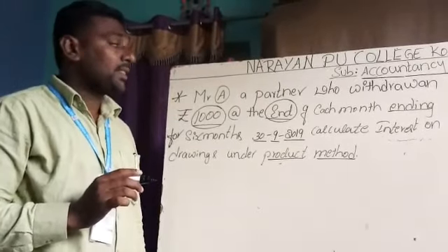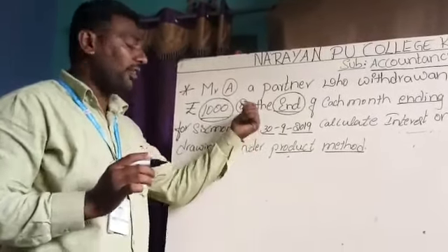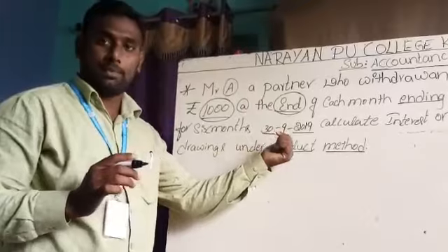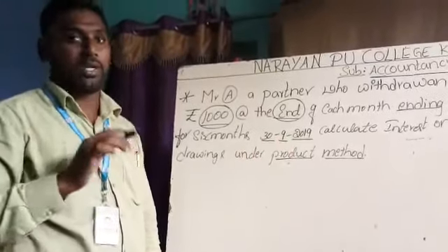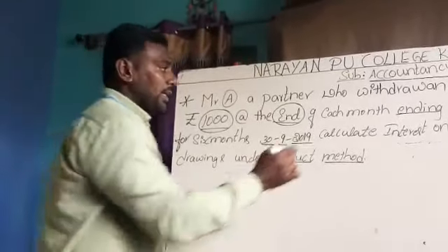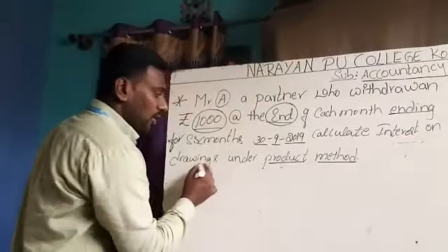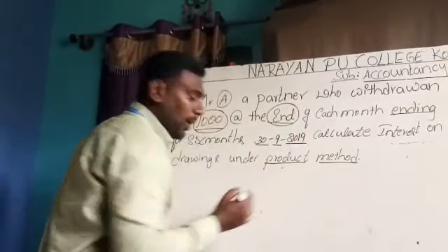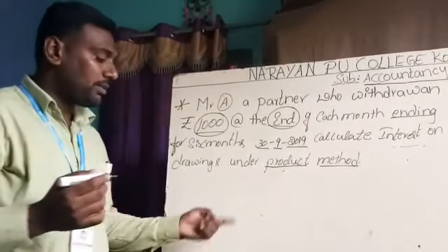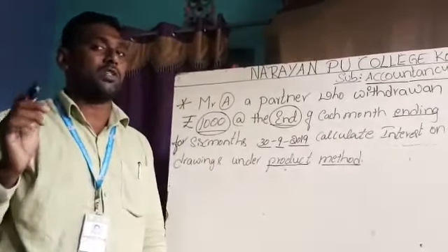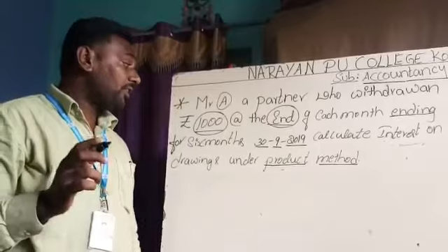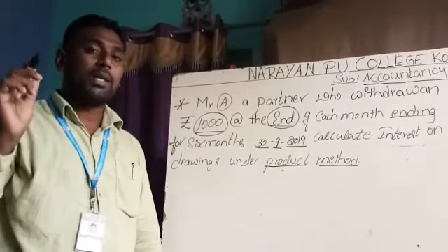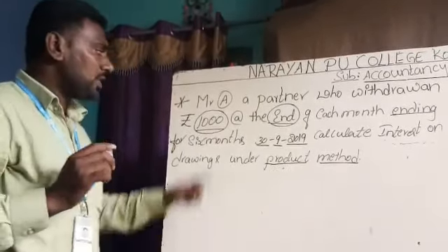So totally the person has withdrawn from April to September. First we have to find out how many months, and calculate interest on drawings under the product method. The method is also mentioned, product method. If the method is not mentioned, we can assume it is the direct method. If it is the product method, they compulsorily mention it. So this is the question.